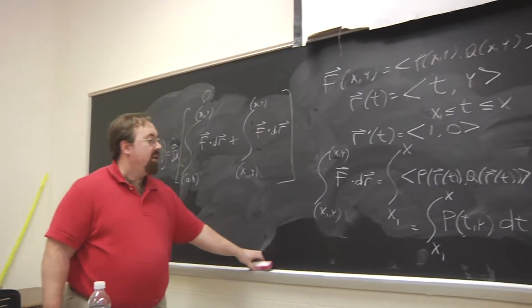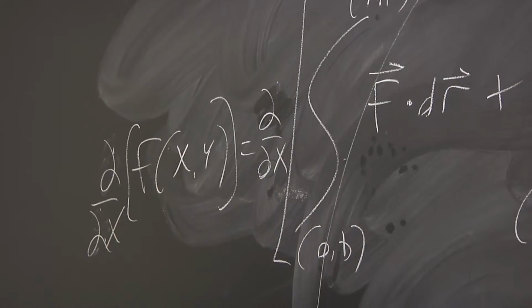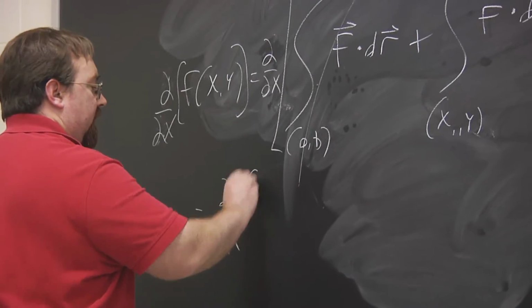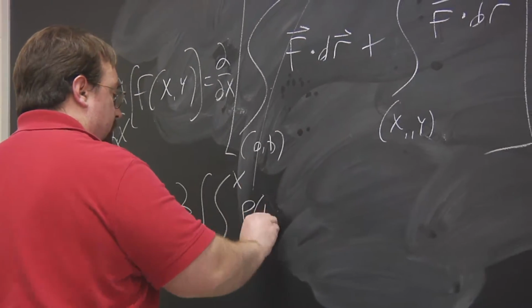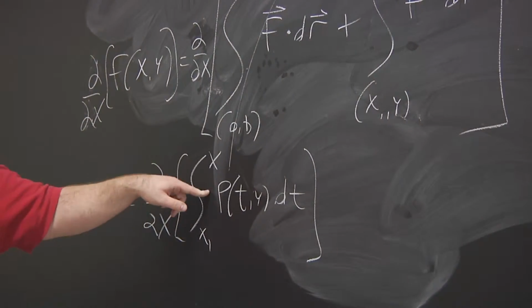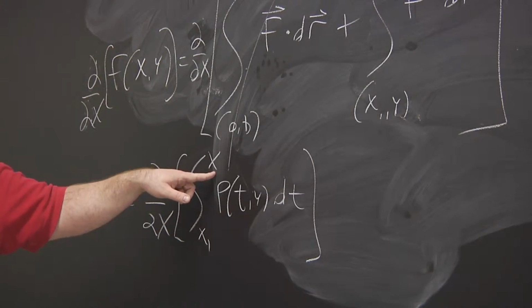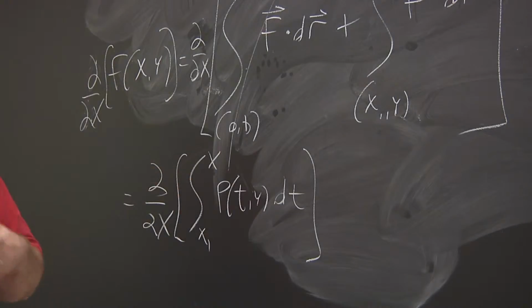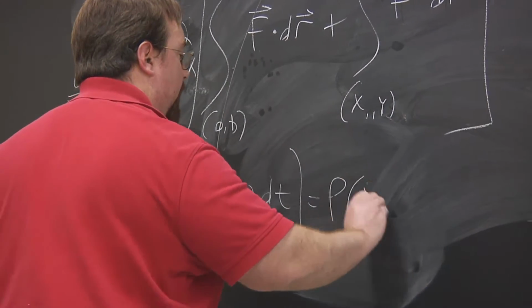All right. Now this is what we want to take a partial derivative of with respect to x. So now we'll fill this in. It's partial with respect to x of the integral from x1 to x of P(t, y) dt. Well, we're taking the derivative of an integral with x serving as the upper limit. So we apply the other part of the fundamental theorem of calculus, the part we don't normally use: the derivative of this with respect to x is just going to be P(x, y).